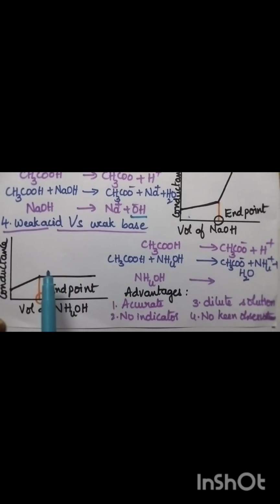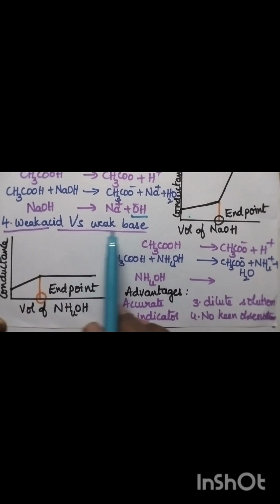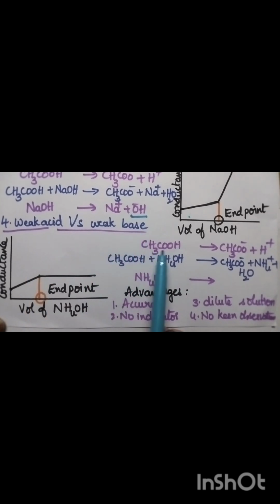And finally moving to the titration of weak acid against weak base. Here acetic acid is a weak acid and it dissociates to a lesser extent, hence its conductance is very low. Slowly when we add 1 ml of NH4OH to the acetic acid, the conductance slowly increases. After reaching the end point, if we go on adding the weak base, it is weak in nature, it will not dissociate further, hence there is no change in the conductance.